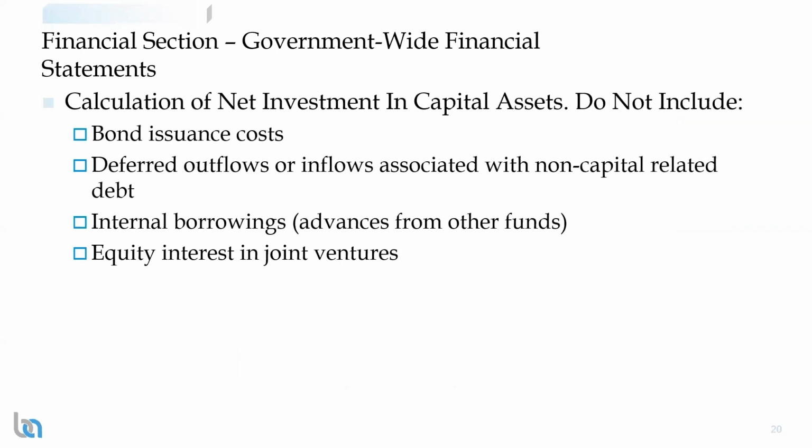These are items that you shouldn't consider. So bond issuance costs, deferred inflows or outflows associated with non-capital debt. So if you have one line item for your deferred gain or loss on refunding, and it's a mixture of capital debts and non-capital debts, you want to only pick up the ones relating to capital debt. Internal borrowings, so interfund advances, those should not be considered. Also, equity interest in joint ventures should not be considered.